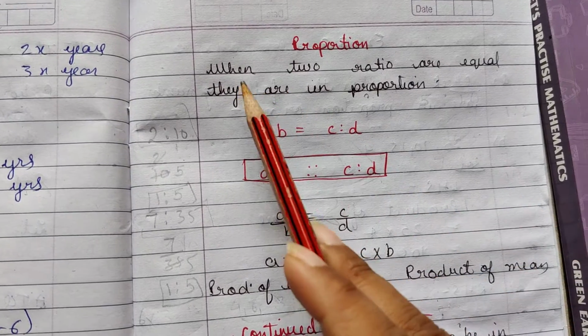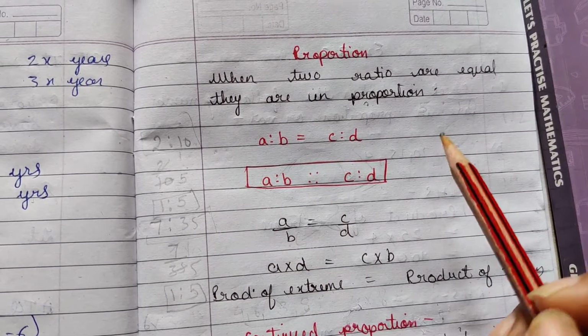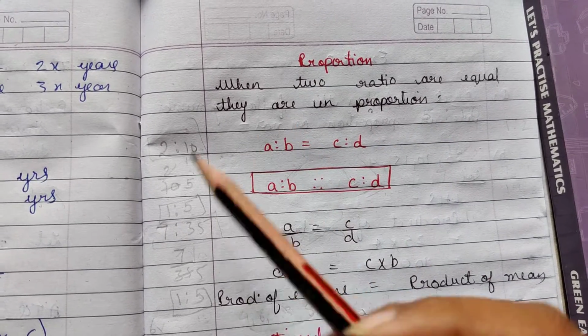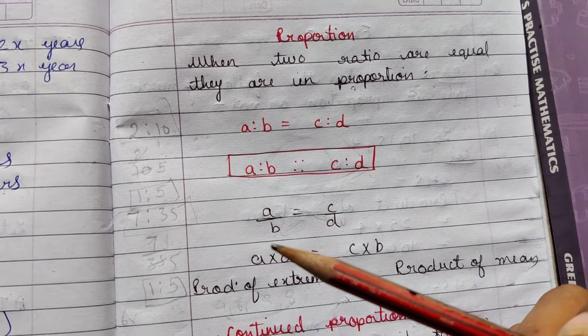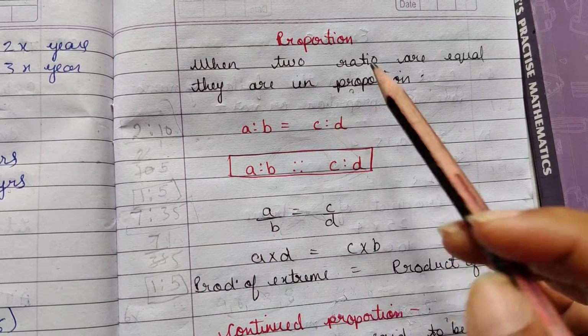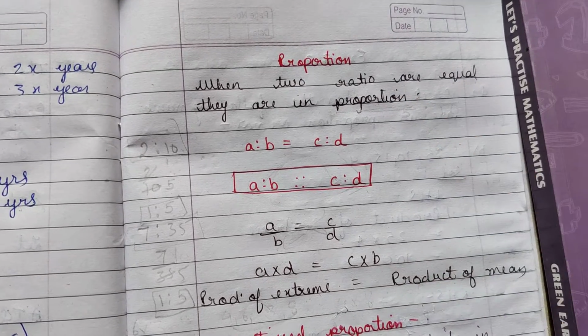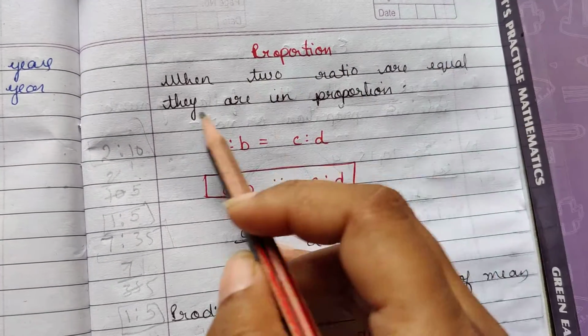Okay, so when two ratios are equal, they may look the same or not, it doesn't matter. Okay, if after solving it a bit, the answer of both the ratios is equal, then both the ratios are said to be in proportion. Okay, so when two ratios are equal, they are in proportion.